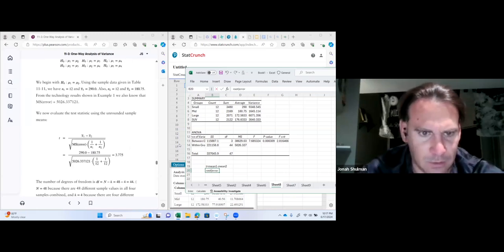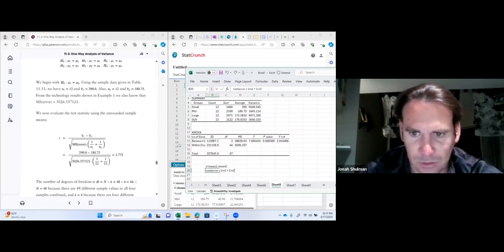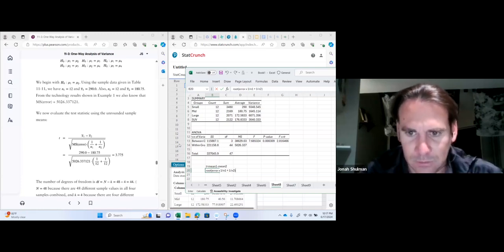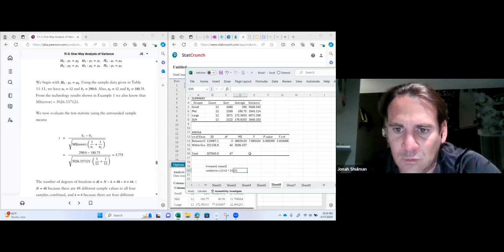of the error times 1 over n1, which is your first piece, plus 1 over n2. Now, it's kind of tricky to remember, but I'll at least show you how they got that value. It's not a big deal. So here we go. I just need a parentheses here. So this is the formula they do. But we have the values.